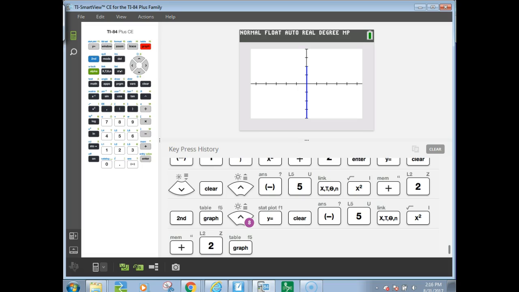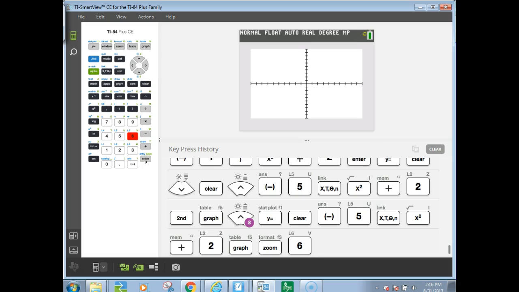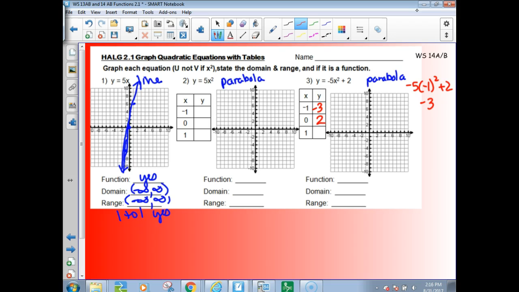I'm in a different mode. Hold on. Whenever your calculator doesn't do what you want, try hitting zoom 6. Calculator stuck? I don't know, this thing's frozen.